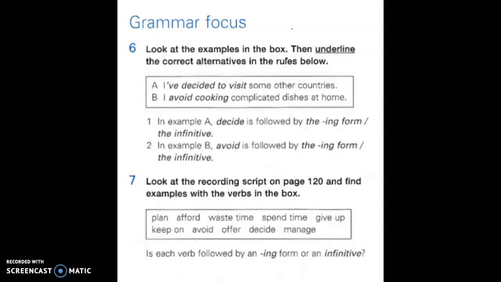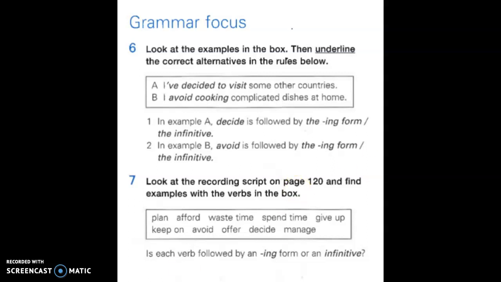And here is the grammar. Okay, so after certain verbs we use the ing, and after certain verbs we use to do. So it's all about the first verb. Don't get confused and think it's about the infinitives and the ings. It's about the first verb.